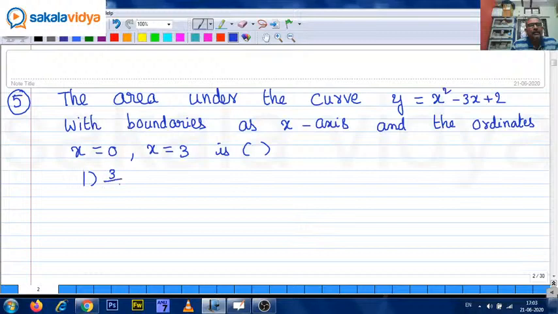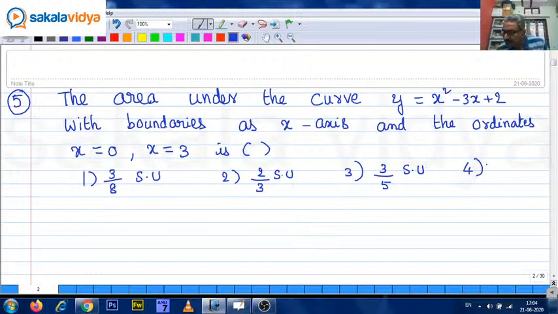First, 3 upon 8 square units. Second, 2 by 3 square units. Third, 3 upon 5 square units. Fourth, 9 upon 2 square units. So this problem cannot be done directly. We need to solve using the concept based problem.